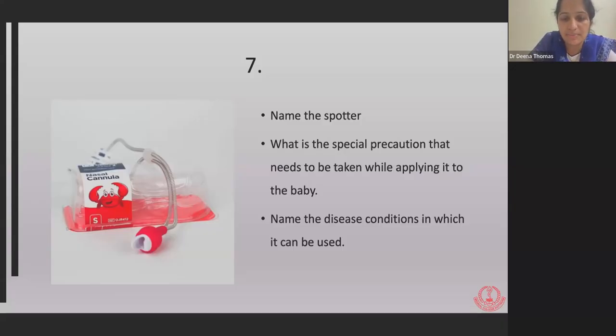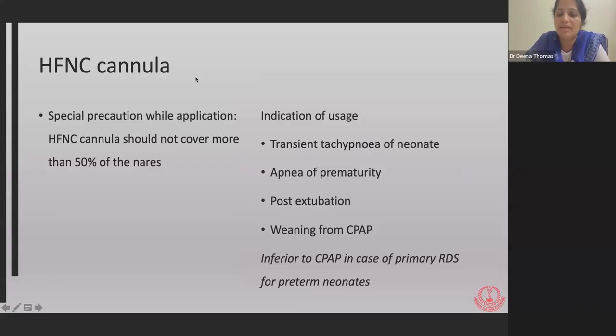Name the disease conditions in which it can be used. So it can be used in a variety of respiratory distress, as mentioned in the chat box, post-extubation. I would like to know where it should not be used compared to CPAP. Can somebody write down where it should not be preferred over CPAP? Very good. Dr. Manju, Dr. Nikita and Dr. Muhammad have replied that it should not be used as a primary modality over CPAP. So studies have shown that it is inferior to CPAP in case of primary RDS for preterm neonates. For the remaining disease conditions that you think of, it can be used, whether it is meconium aspiration, post-extubation, weaning from CPAP, apnea of prematurity, transient tachypnea.